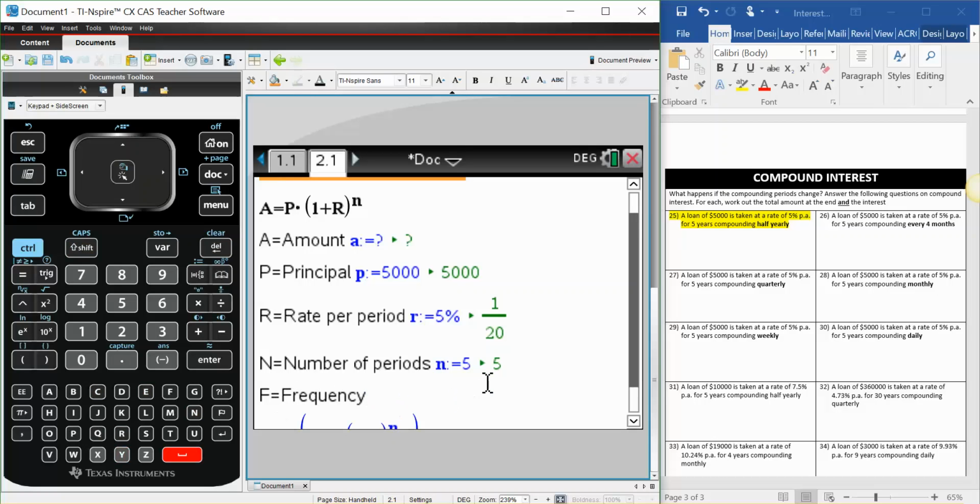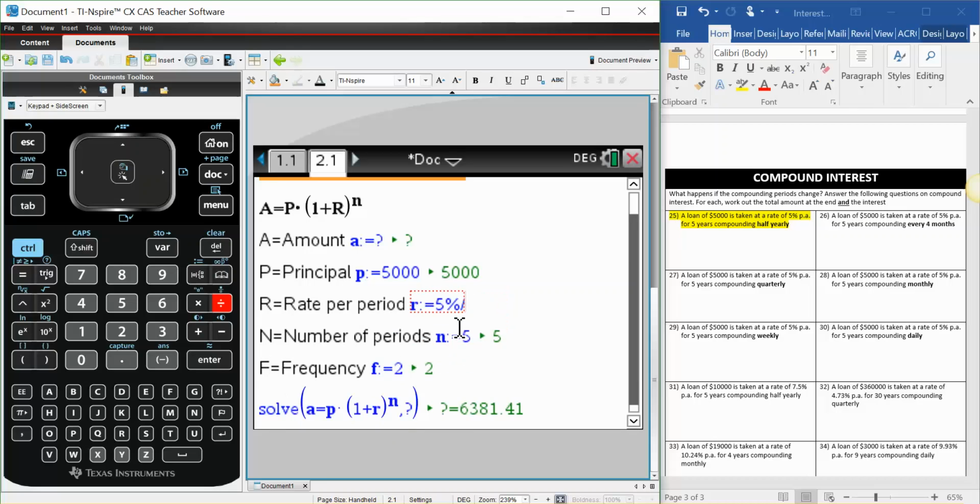Excuse my spelling. And what we're going to do here is put in how many periods there are per year. So we use a math box, F equals, and for this first question, it's half yearly, so the number of periods is 2. What that then needs to do is we need to think about the rate per period. And if it was 5% per annum, obviously over the course of the year, that would be 2.5 in the first and 2.5 in the second half of the year.